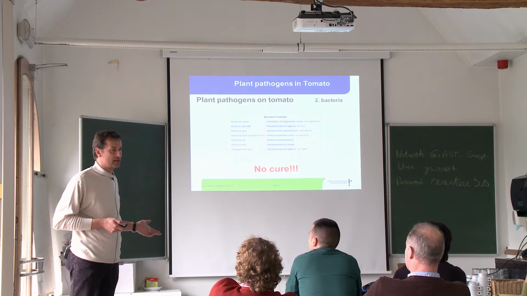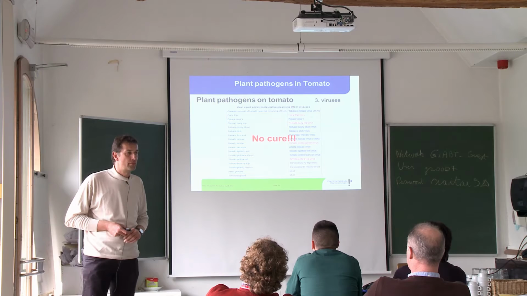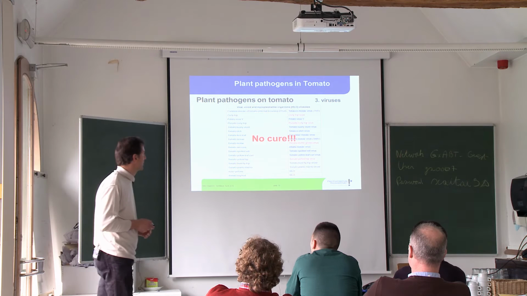Then we have a few viruses. Please keep in mind, only for tomato. All this list is only for tomato. No cure, nothing to do about it. So if you have these in your system, you have a severe problem. Why do we have a severe problem with bacteria and viruses in your system?